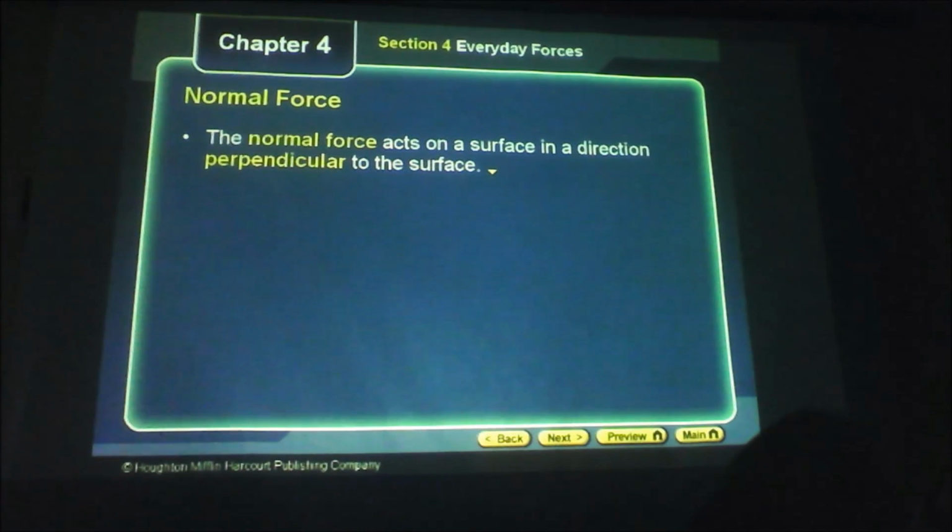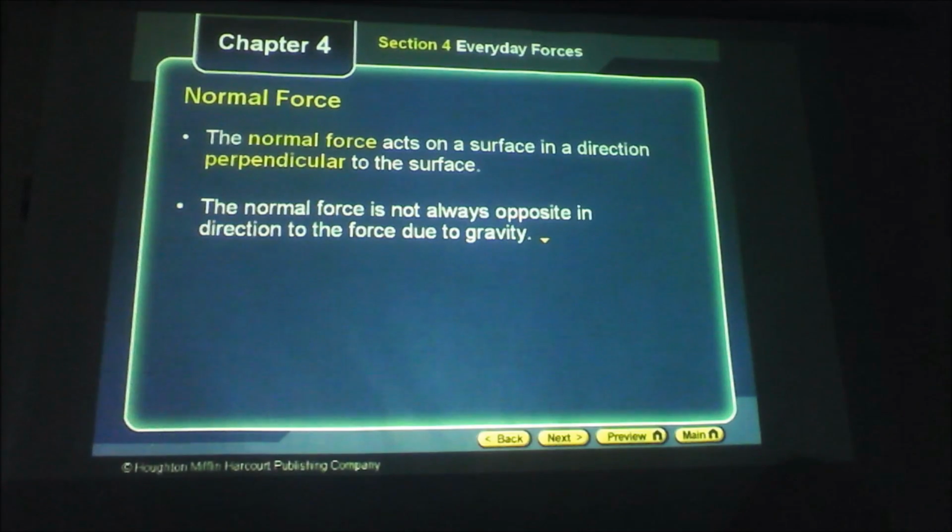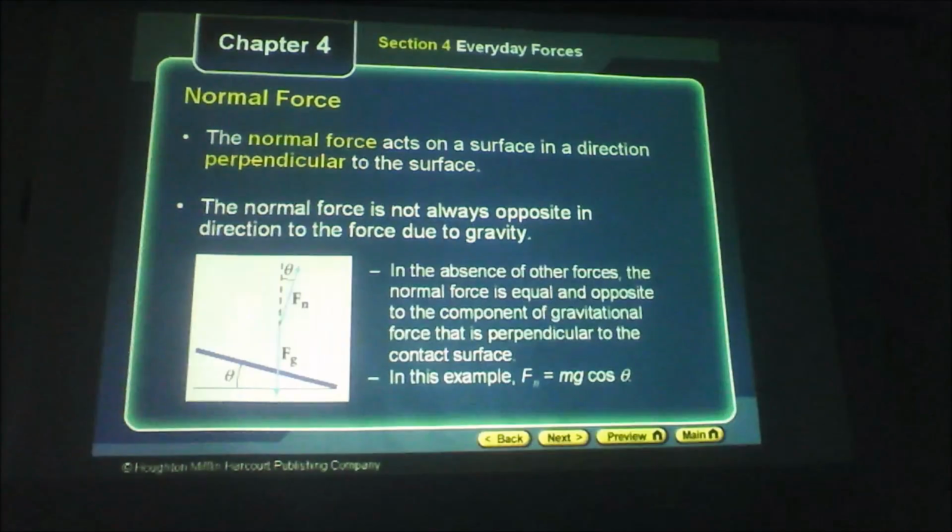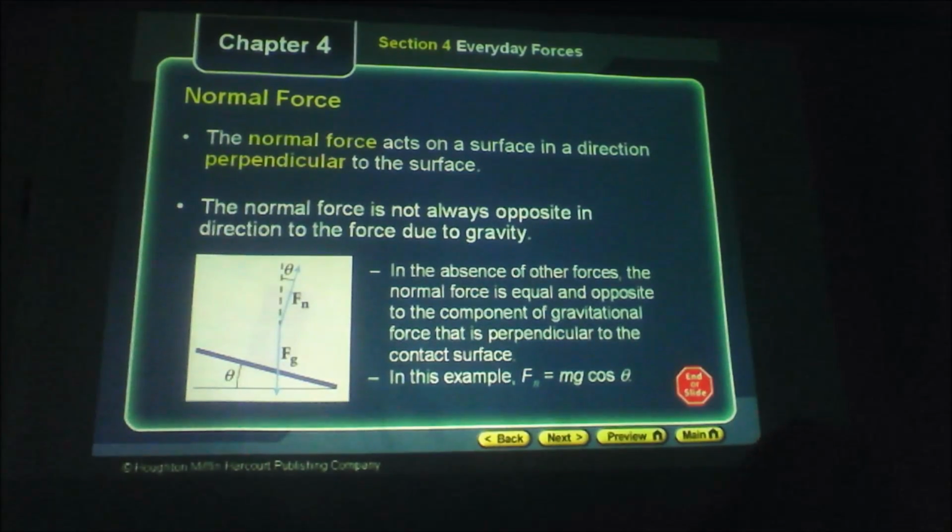So, what is a normal force? A normal force acts on a surface in the direction that is perpendicular to the surface. The normal force is not always opposite in direction to the force due to gravity. For example, remember the duck problem where he slid down the incline? That was perpendicular to the incline. So here's an example also.